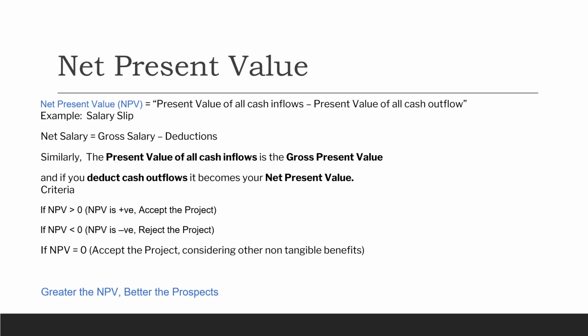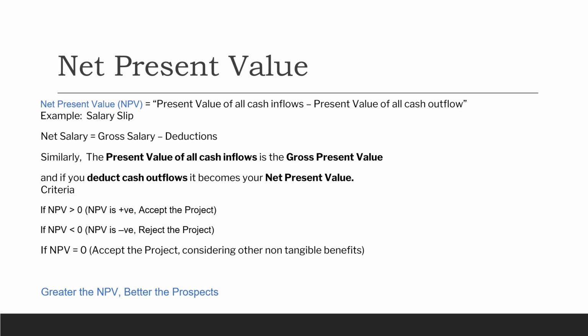Here we consider the net present value, which is the present value of all cash inflow minus the present value of cash outflow. For example, in a salary slip, net salary is the gross salary minus the money deducted for some purposes. If you go by transport, they will reduce the transport charge, and some other reductions will be there.